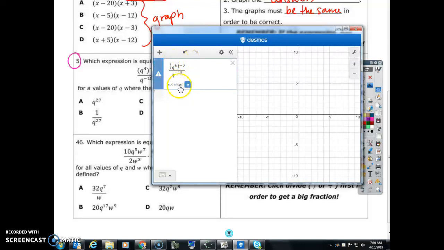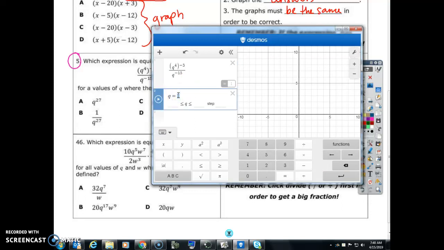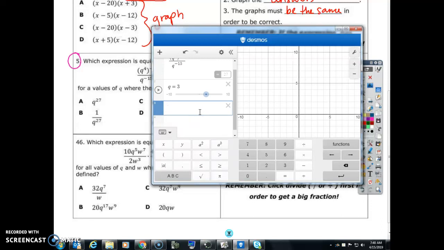And then it says add a slider for q, so you click it. Okay, and remember, what number am I going to make this? 3, or you can make it your age. If you forget, just type your age on there. 3. So that gives me 27. I need an answer that will also give me 27. So then I start typing the answer choices.